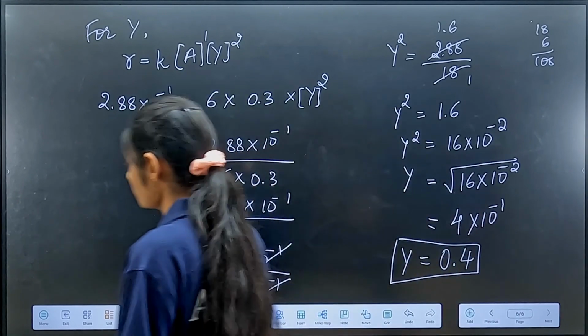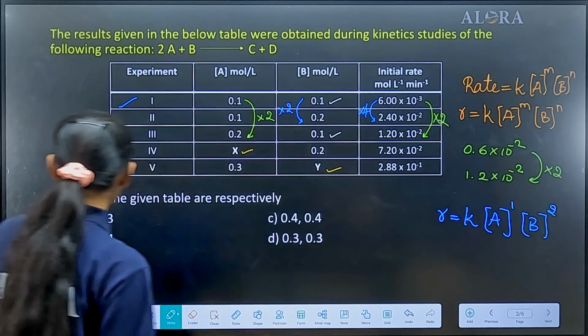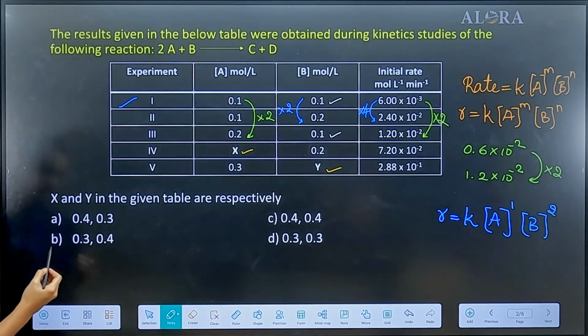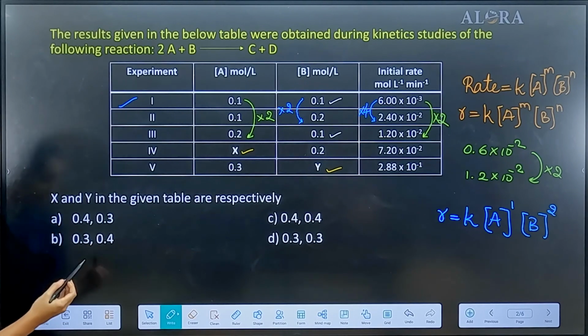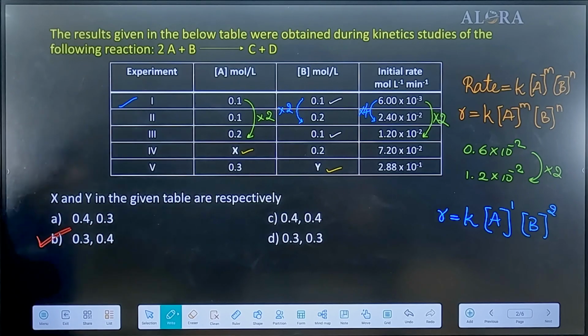So let us see where the options are present. So here, okay. That is x we got 0.3 and y we got 0.4. So option B is the correct answer.